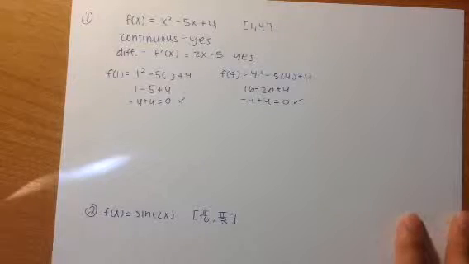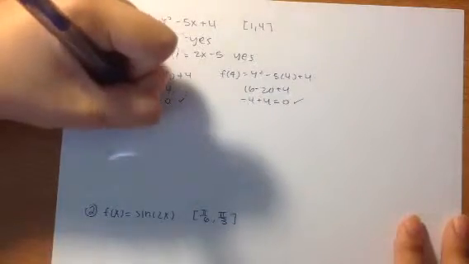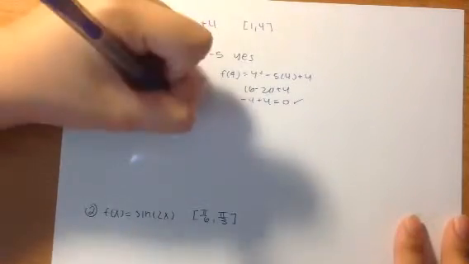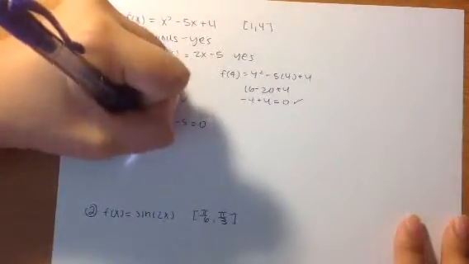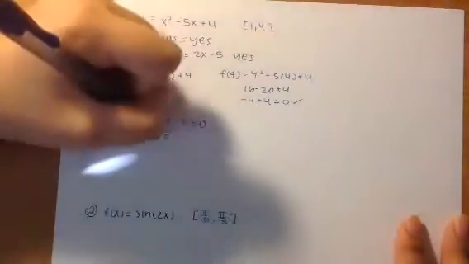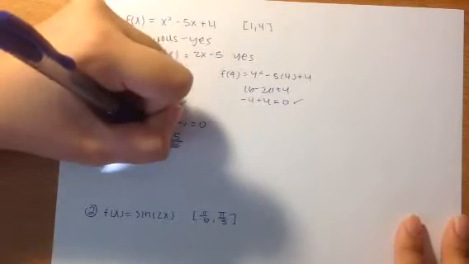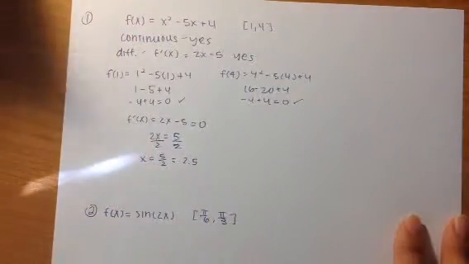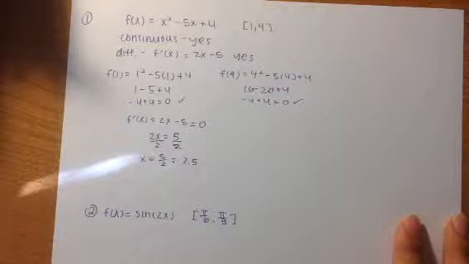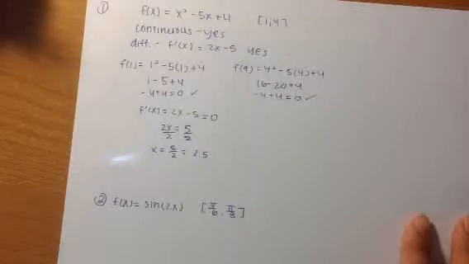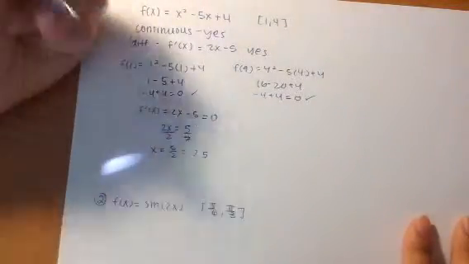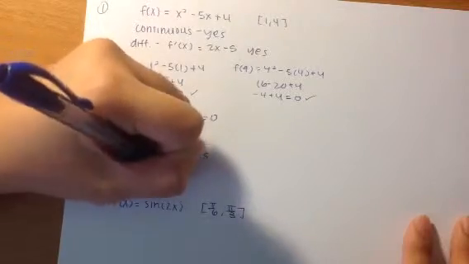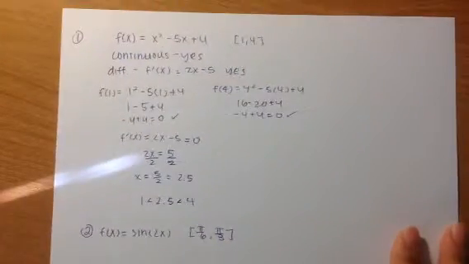So what we're going to do next is take the derivative, which is 2x minus 5, and set it equal to 0 to find the slope. So x is equal to 5 over 2, which is also equal to 2.5. So at 2.5, the slope would be 0. And we also check if the answer, 2.5, falls between the interval. So it does fall between the interval of 1 to 4.